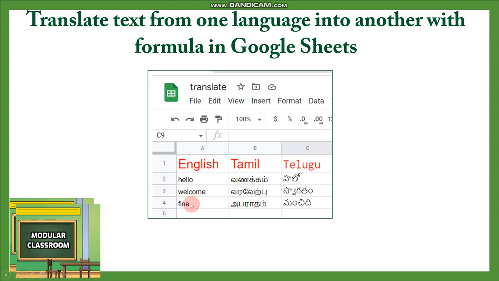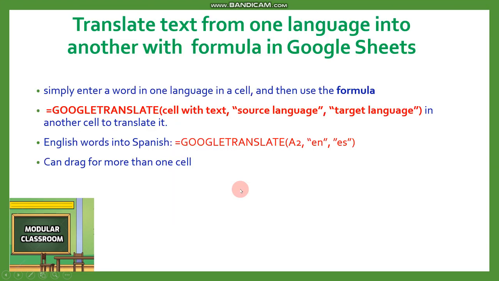This is an example of how it's being done. Consider these English words such as hello, welcome, fine, etc., which is correspondingly converted into its equivalent Tamil language and also the Telugu language. So for hello, its equivalent Tamil is vanakkam, welcome is varaverpu, fine is abaradam, by just a single formula.